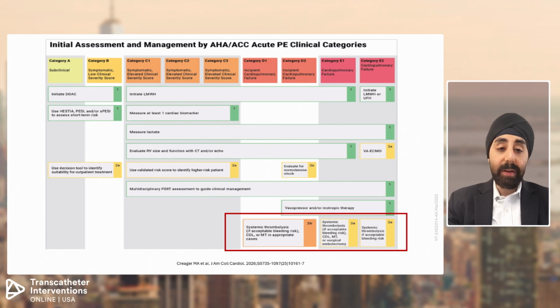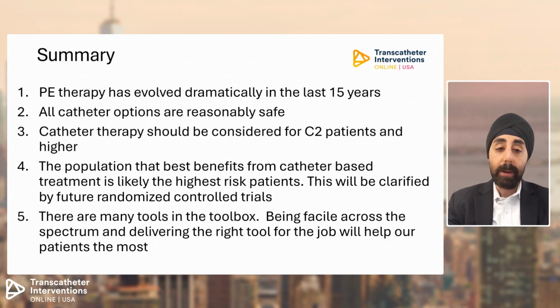So where does that leave us? Again, Greg will go through the guidelines here, but right now in those highest risk groups, catheter technology in category E is a 2A. Everything is a 2A in that group, whether that be systemic fibrinolysis or catheter technology. And then for category D, catheter technology is right now a 2B, which means that this data is really going to be fundamental in how we think about this.